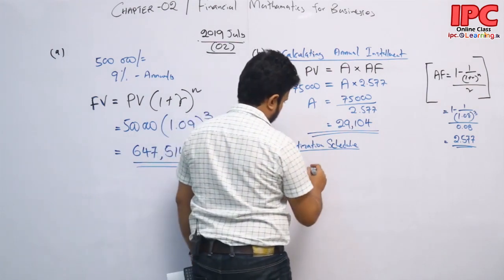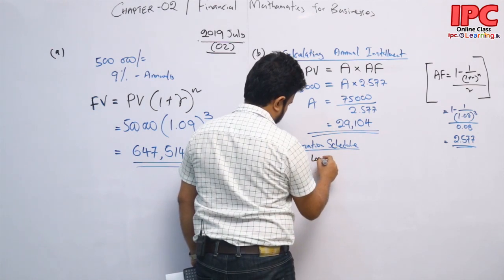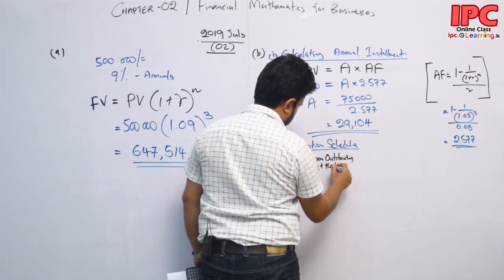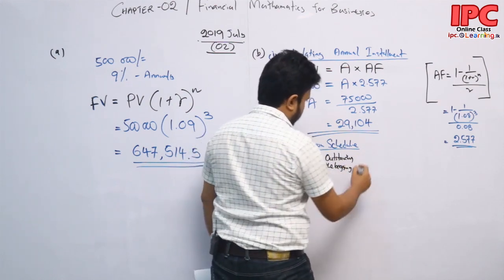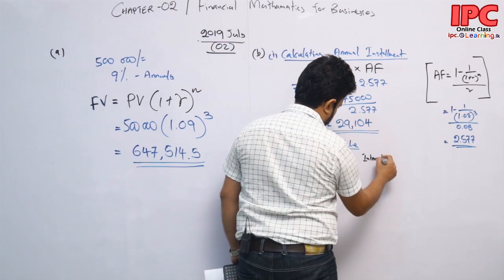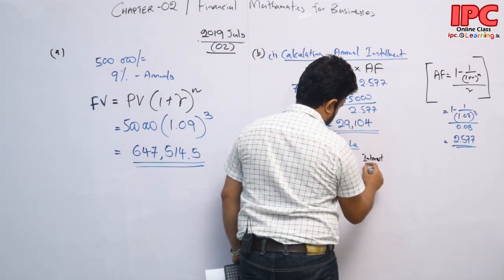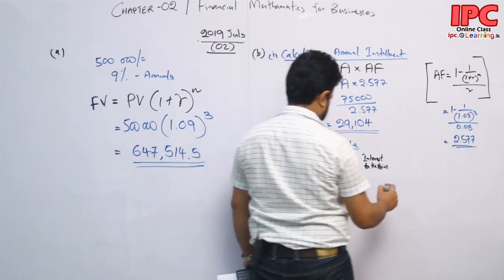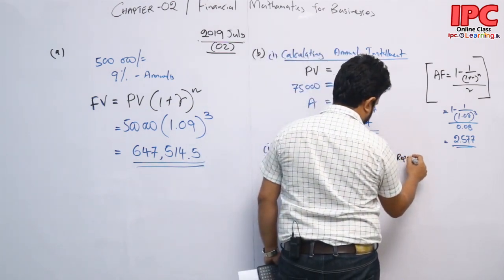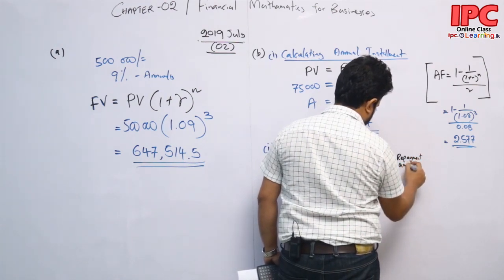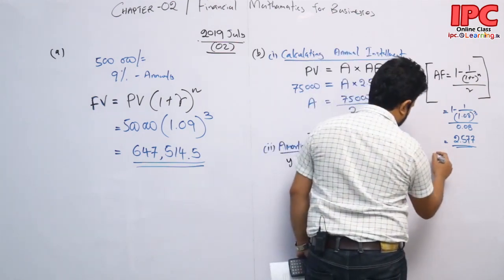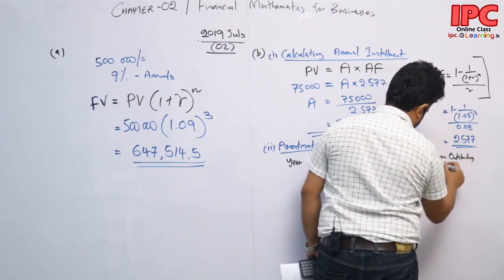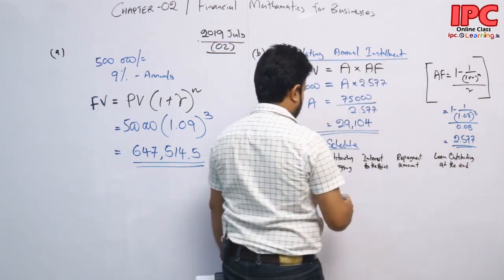So the year, loan outstanding at the beginning, interest for the period, and repayment amount, loan outstanding at the end.